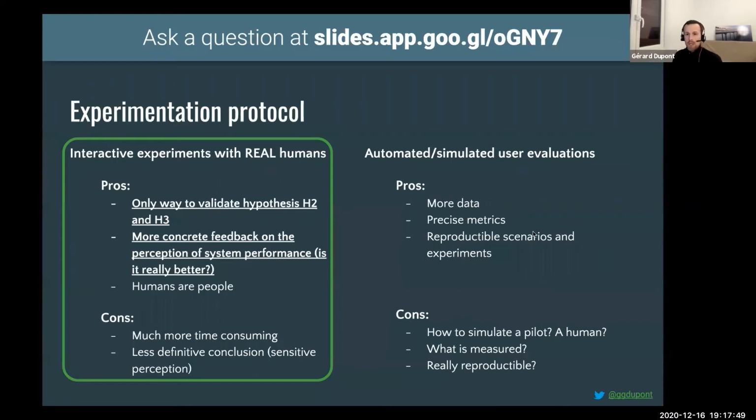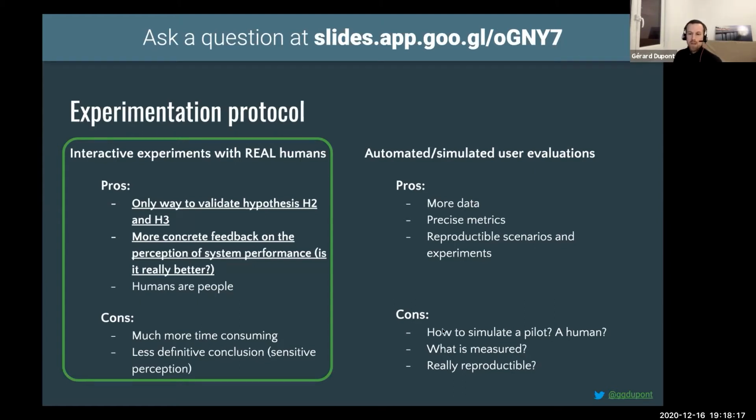I still have to highlight that you can still do a simulated user evaluation. You collect much more data because you can simulate as many users as you have compute power. The metrics are more precise, of course, because you escape the emotional or perception aspect of humans. And on paper, you can do scenarios which are much easier to reproduce.